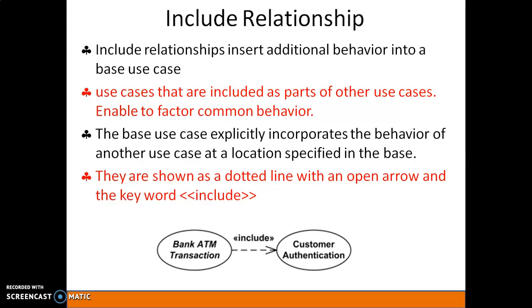Include relationships insert additional behavior into a base use case. Use cases that are included as parts of other use cases enable us to factor out common behavior. The base use case explicitly incorporates the behavior of another use case at a location specified in the base. They are shown as a dotted line with an open arrow and the keyword include. Suppose we have to do some ATM transactions, then first we need customer authentication, which can be shown by using the include relationship.